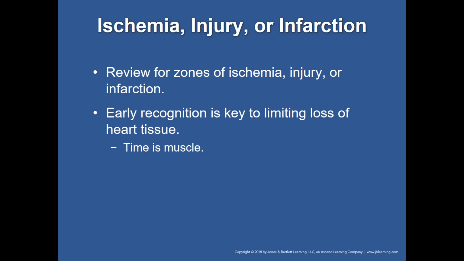So ischemia, injury, infarction. Remember when we looked at our list of the things we're going to do for 12 leads, one of them was we're going to review for zones of ischemia, injury, or infarction. So to think about the different stuff we're going to be doing and why we're looking at this, looking for ischemia, injury, or infarction, that has to do with the type of waves that we're looking at whenever we look at the EKG.